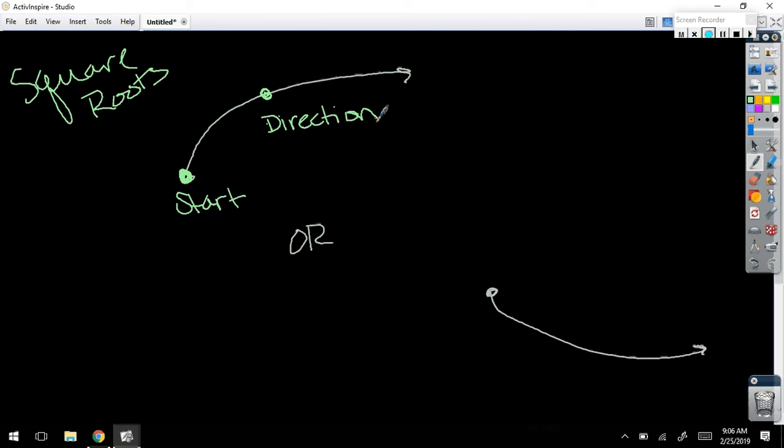Okay? We will have to find the endpoint with that. The what? There will be no endpoint, right? What do you mean endpoint? You'll have to find the start point and the direction point. That's it. But it's really, really easy, because with the quadratic graph, I have ax squared plus bx plus c, right? The square root graph looks like this.